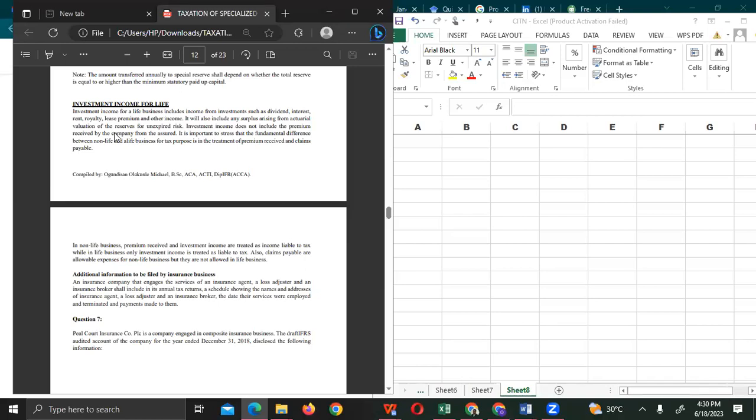All insurance businesses are expected to file their annual returns, including the insurance broker. And if the insurance company engages the service of a loss adjuster, such loss adjusters should be disclosed, their names and addresses. And also if there are insurance agents, such names should be disclosed, including the addresses.